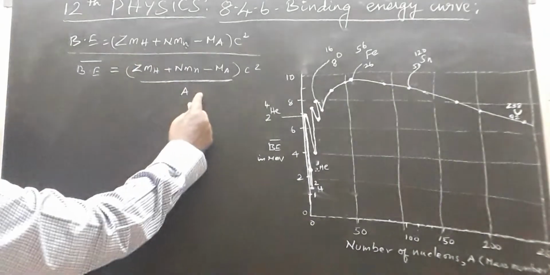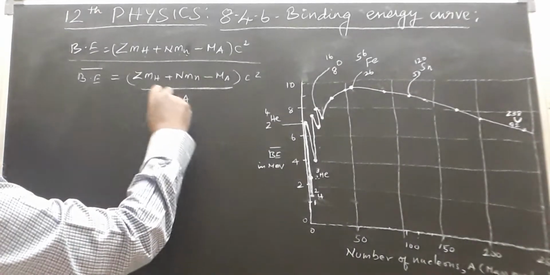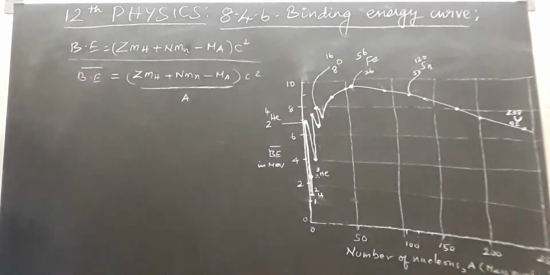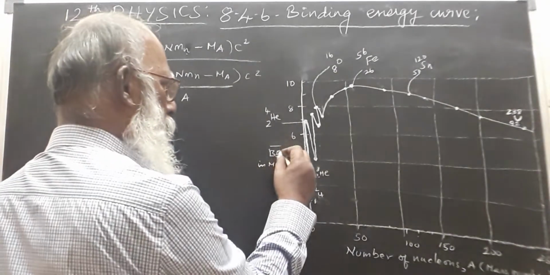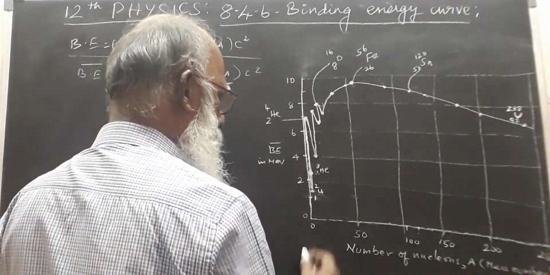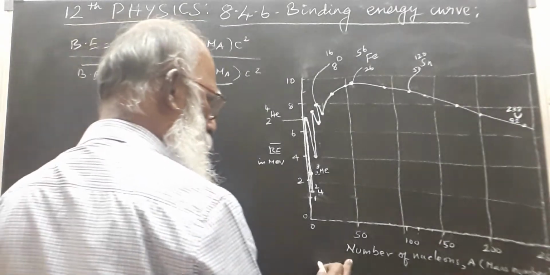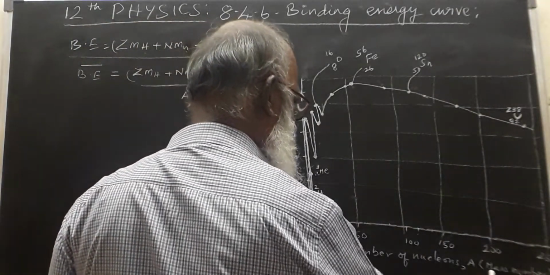Here the total number of nucleons is A. If you divide this binding energy by A, you get the binding energy per nucleon, B bar. So now we have to draw the graph between B bar in million electron volt on the y-axis, and the number of nucleons, the mass number A, on the x-axis.